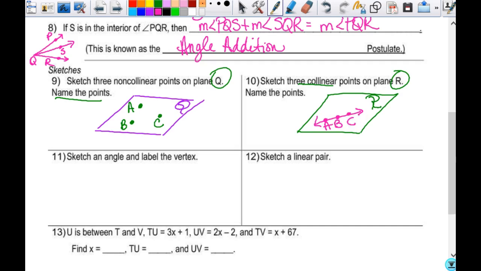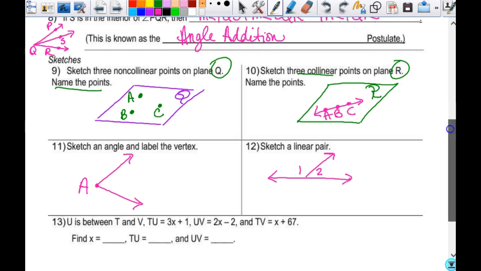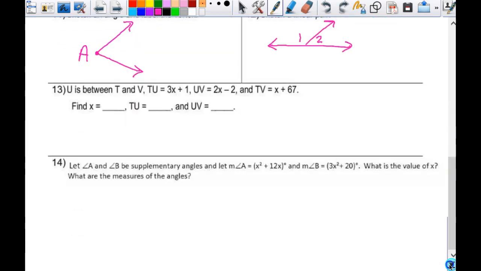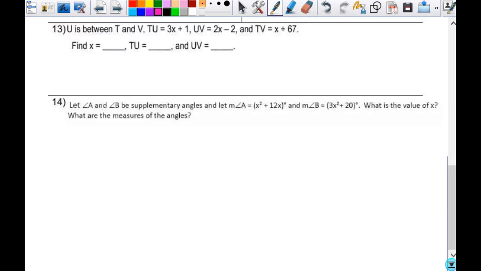All right, so sketch an angle and label the vertex. So here's an angle. Here's my vertex. I'll call it A. Sketch a linear pair of angles, looks like this, angle 1 and 2. So on questions like 13, you need to draw and label a picture.